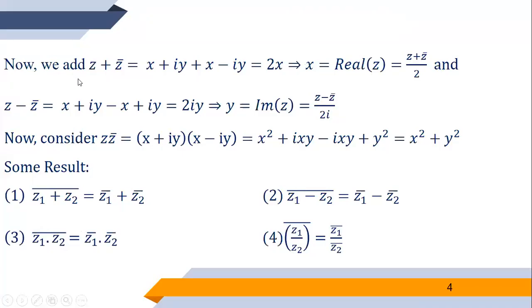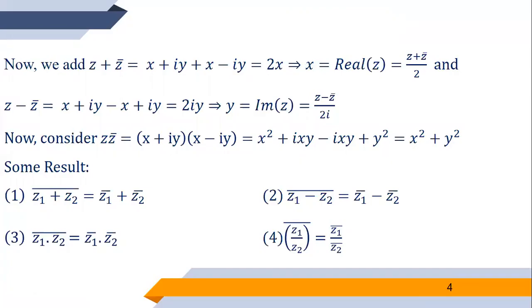Now we add z plus z bar, where z is x plus iy and z bar is the conjugate of z. So x plus iy plus x minus iy, the iy terms cancel, and this is equal to 2x. Therefore, x is nothing but z plus z bar divided by 2. So this is called the real part of z, and the real part of z is x, and x is nothing but z plus z bar divided by 2.